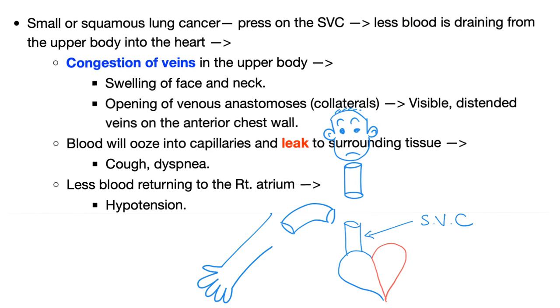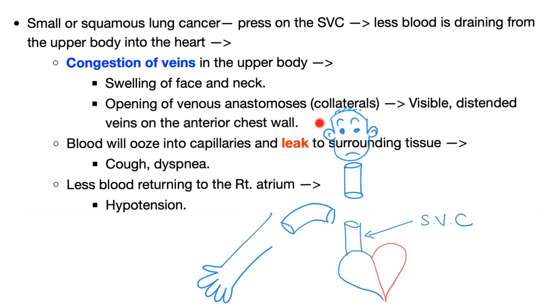Pathogenesis of superior vena cava syndrome: small cell or squamous lung cancer pressing on the superior vena cava. Less blood is draining from the upper body into the heart. As you know, the superior vena cava drains the head and neck and upper extremities. This will lead to congestion of the veins in the upper body, leading to swelling of the face and neck. This is the jugular vein. And even swelling of the upper extremity and the shoulder on that side.